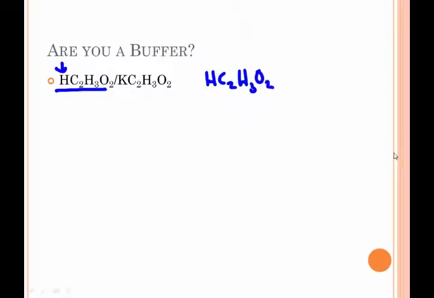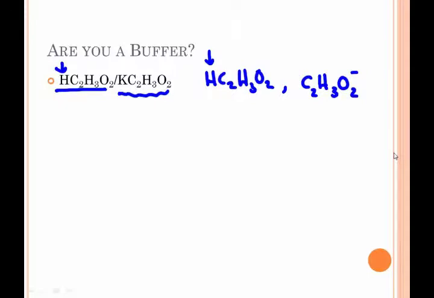HC2H3O2 is my acid. Acids lose hydrogens, and so its conjugate base would be, after it had lost that hydrogen, C2H3O2 negative. Now remember that hydrogen out front is the only acidic hydrogen in this compound, and so it's a monoprotic acid, and it's just losing that one. Let's go back and look here at my substance. Do I have a source of acetate ion?